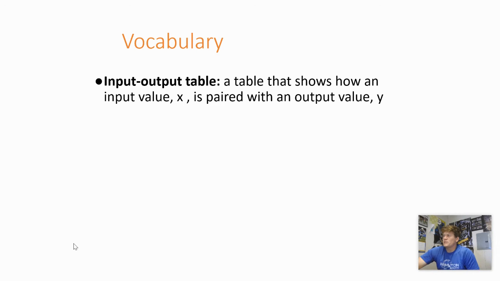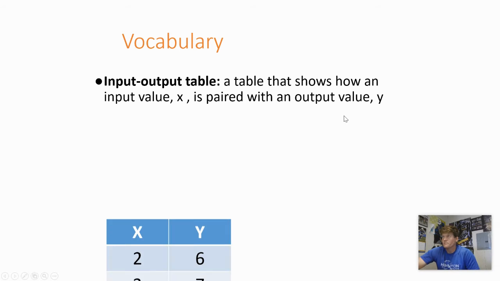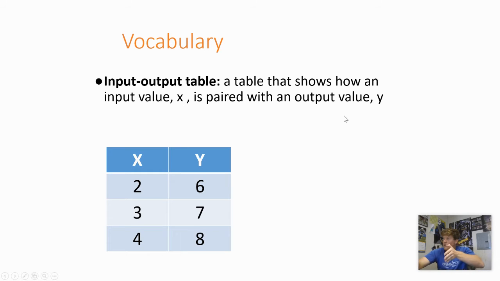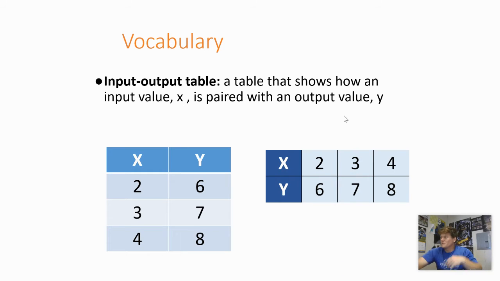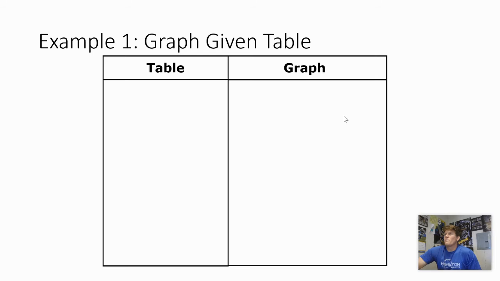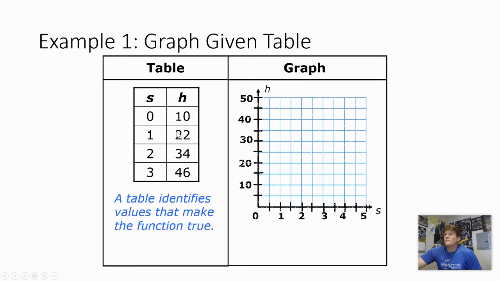We had that input-output table, that input-output chart from before. It's just a table that shows how input values, x's, domains, are paired with output values, ranges, the y's. Looks like this vertically, looks like this horizontally. So, example 1. We have 0, 10; 1, 22; 2, 34; 3, 46. All positive values, just like our example in the other video. So I only need to use the first quadrant.